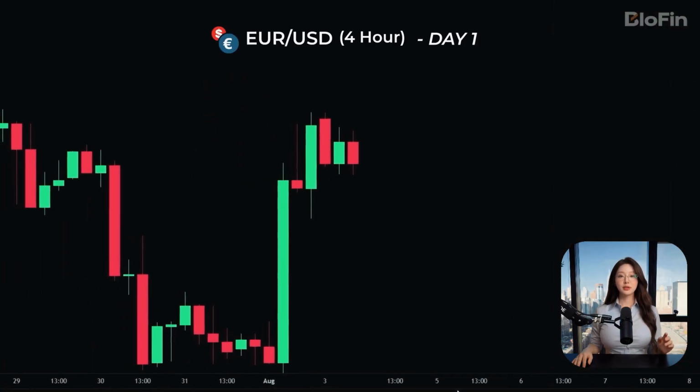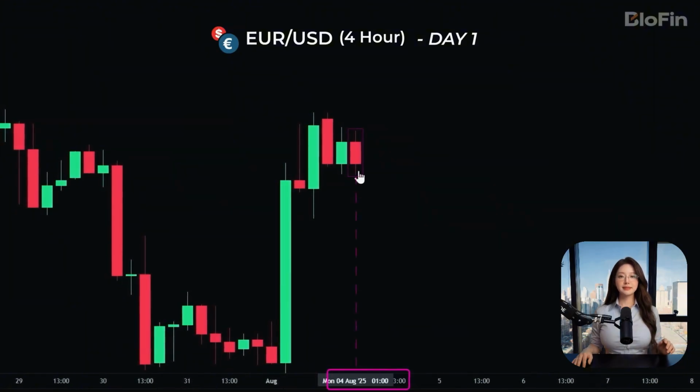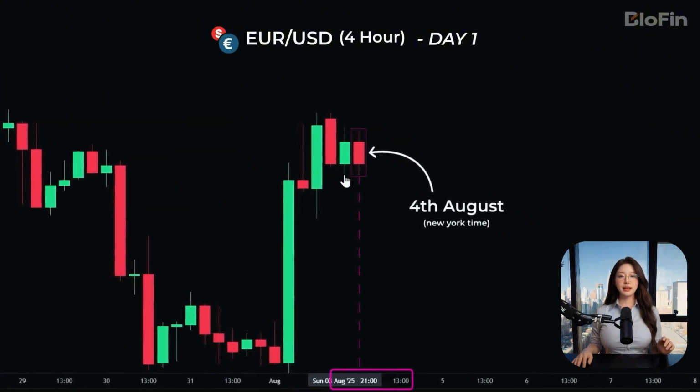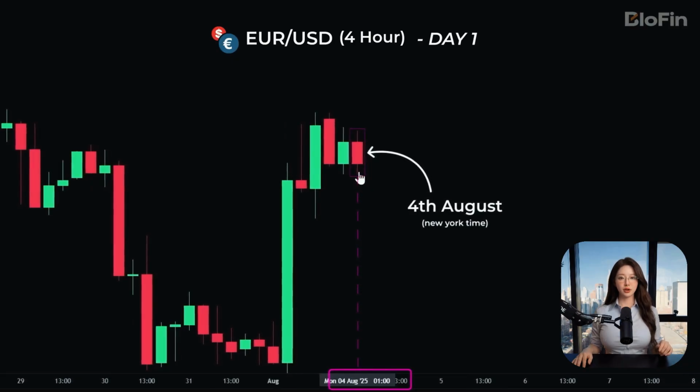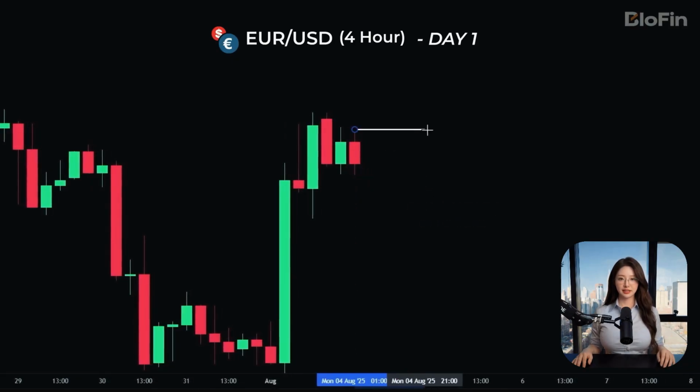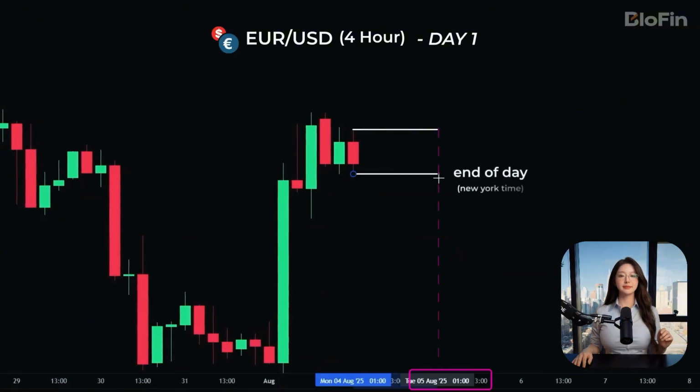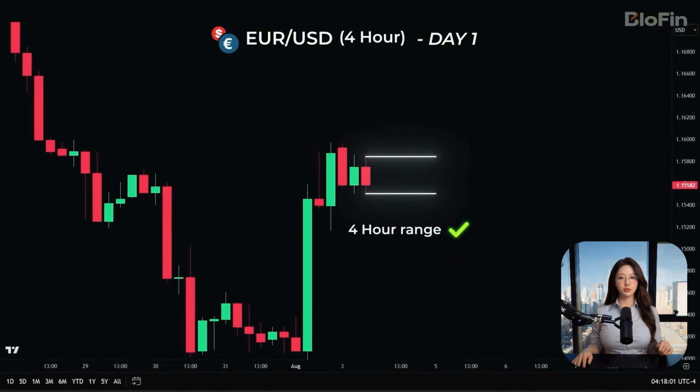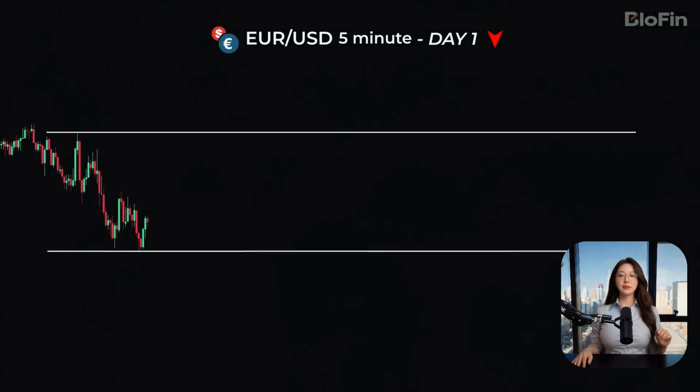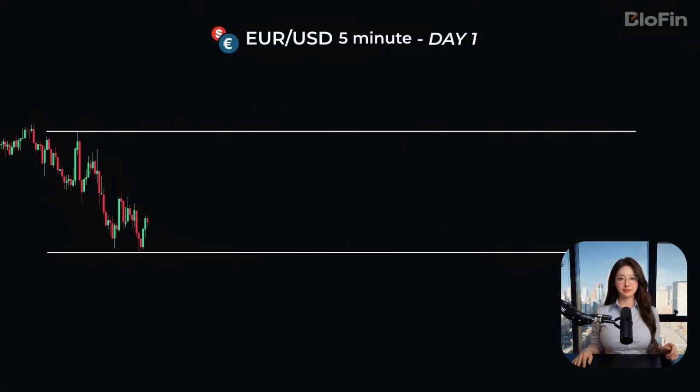Then find the first 4-hour candle that formed on the current day. Since it's August 4th, the first 4-hour candle that formed is this one. Simply draw a line at the high and low of that candle and extend both lines to the end of the day. So this is your 4-hour range. Next, go down to the 5-minute time frame to look for the setups here.